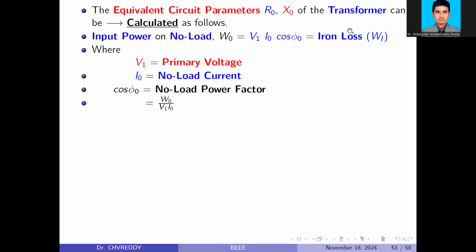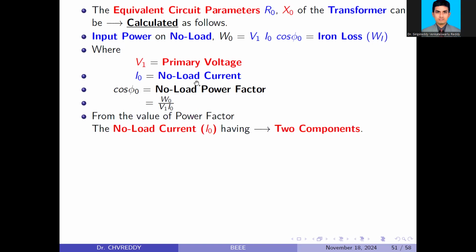From the no load power factor, if you observe this equation, we need cos phi 0. Cos phi 0 is equal to W0 divided by V1 and I0. So cos phi 0 is the no load power factor, equal to W0 by V1 I0, where V1 is the primary voltage or rated voltage, and I0 is the no load current given by the ammeter.